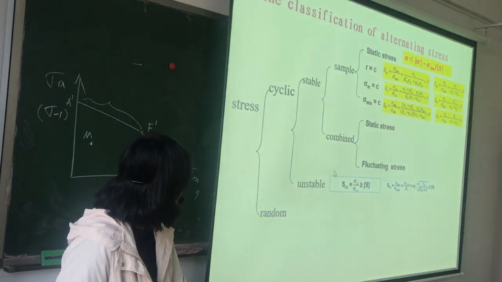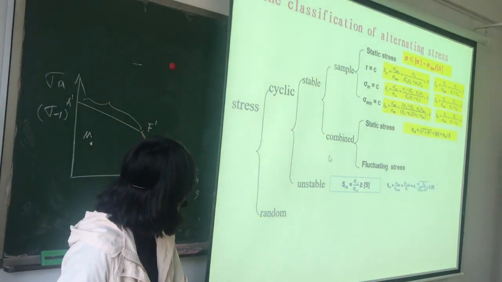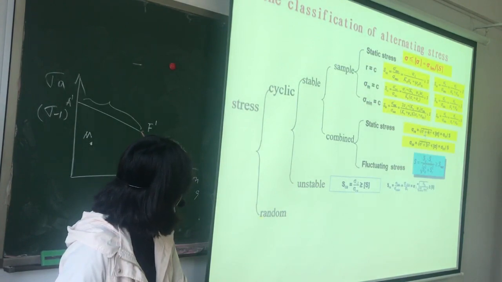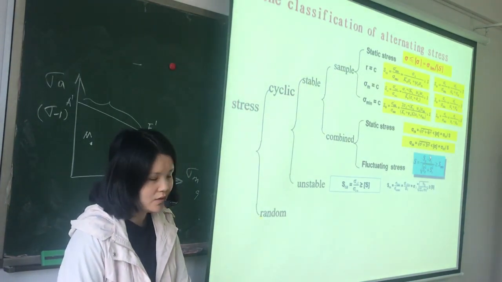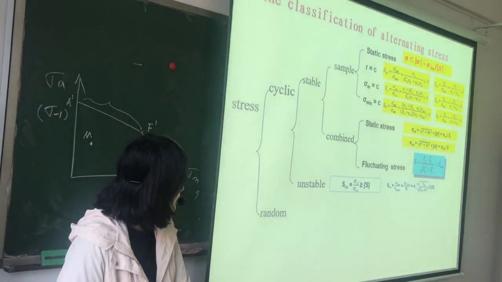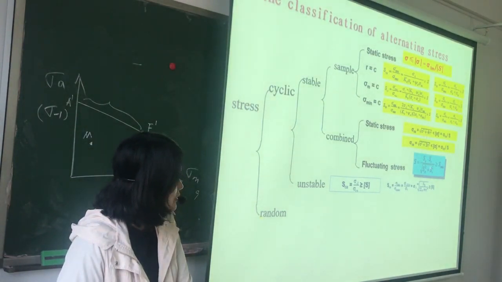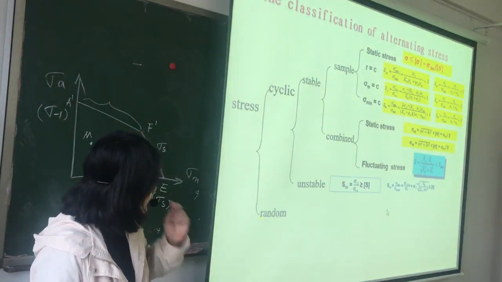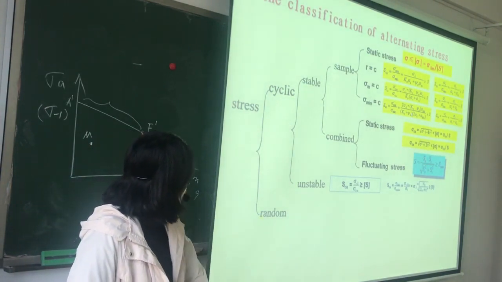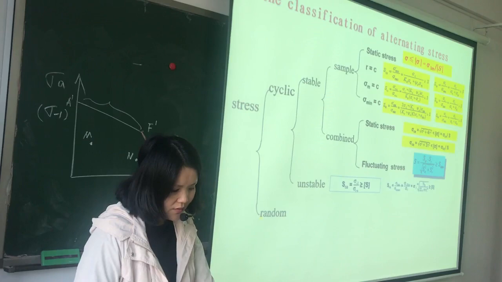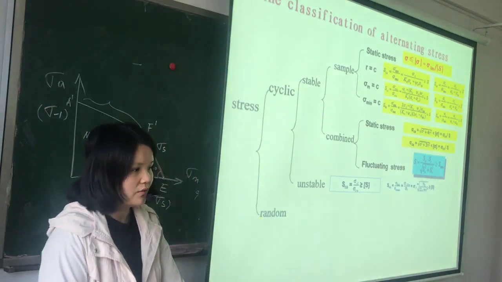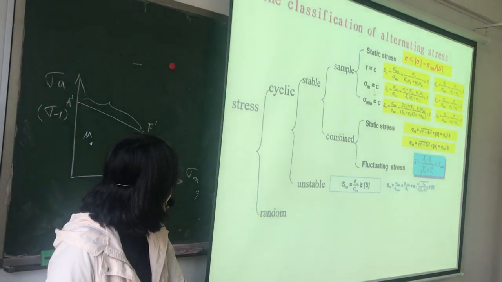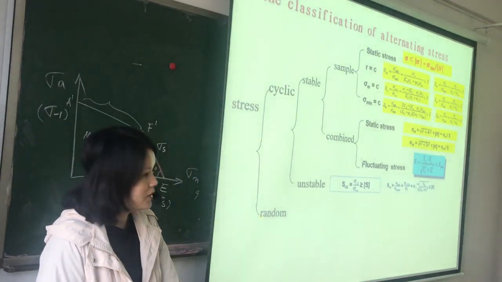So this is for combined stress. We use these equations to calculate the safety factor. This is for static stress, and this is for fluctuating stress. So if we want to calculate the safety factor, we should know the stress state.